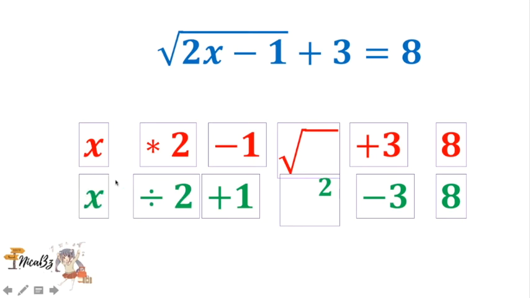Let us answer. 8 minus 3 is 5. You square it, is 25. Plus 1, that should be 26 divided by 2. That should give us x equals 13. I hope you're getting it by now. Now, let's have the next example.